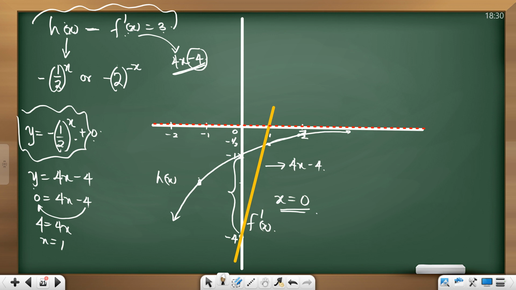So we sketch that graph. And then we sketch the graph of 4x minus 4. I'm sure you know how to sketch. That's a straight line graph. Even if you are not sure if it's a straight line graph, find your x-intercept, find your y-intercept, find any other point in between. You will get a straight line. Sketch those graphs. This one is saying h of x minus f prime of x equals to 3. The distance between those two graphs must give you what? 3.